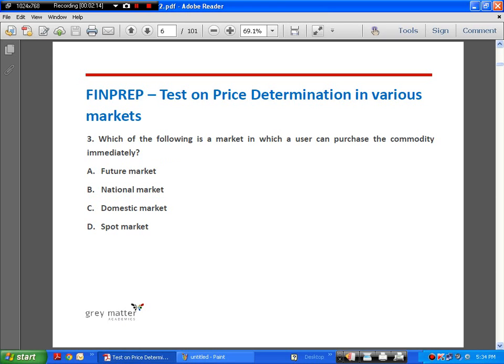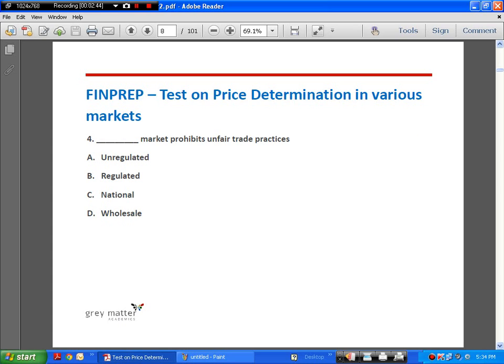The third question. Which of the following is a market in which a user can purchase the commodity immediately? So here we have a situation where the buyer wants to buy the goods immediately without any delay in time. Such a market is the spot market. So the right answer is option D, spot market.